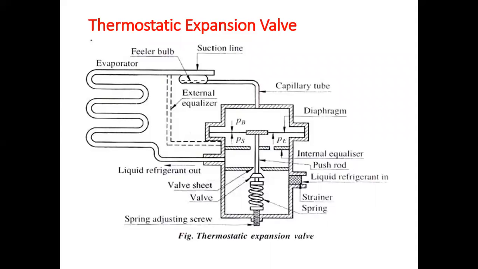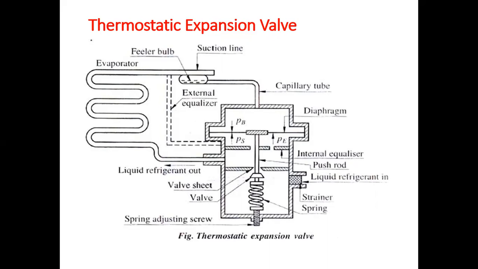The thermostatic expansion valve, as shown on the screen, consists of a needle valve and a seat, a metallic diaphragm, spring, and adjusting screw. In addition to this, it has a filler or thermal bulb which is mounted on the suction line near the outlet of the evaporator coil. The filler bulb is partly filled with the same liquid refrigerant as used in the refrigeration system.